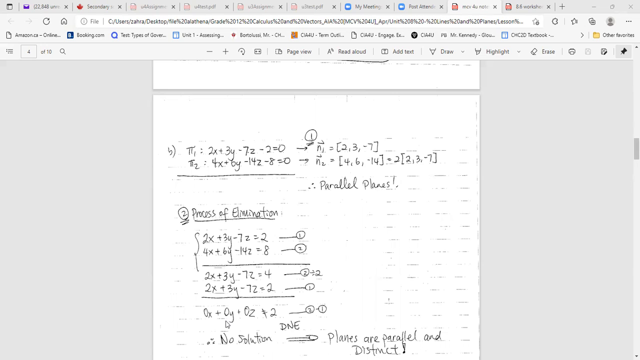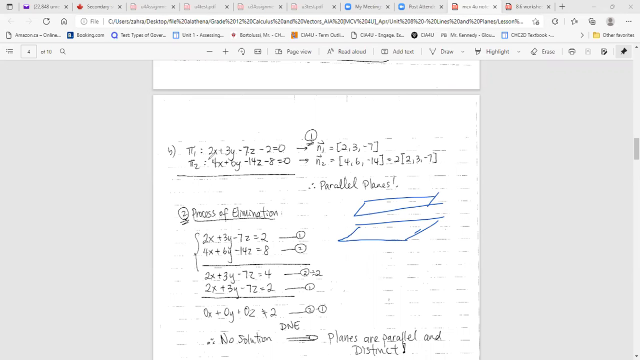So on this side we have 0 equal to 2, but 0 cannot be equal to a number. So this is wrong, and we can say that there is no solution, or these two planes are parallel, and of course distinct, right? Therefore, there is no point of intersection.